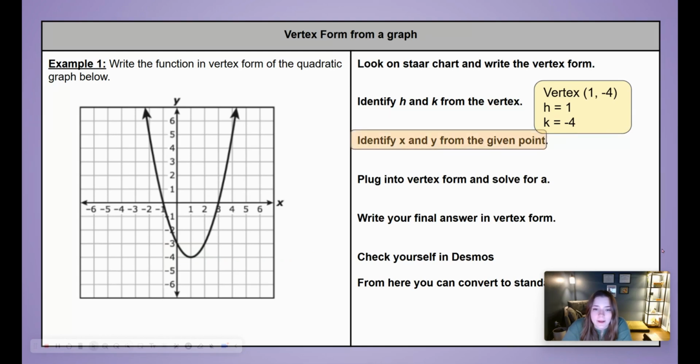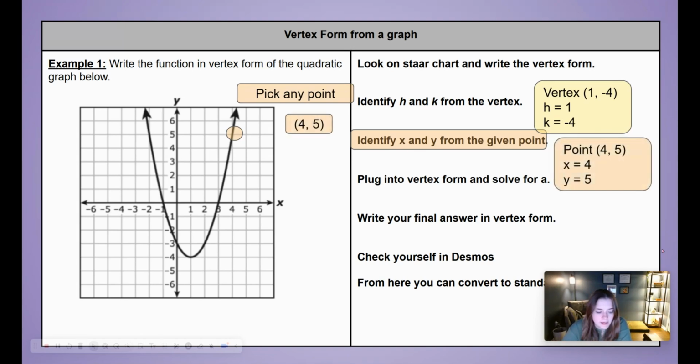Identify X and Y from any given point. That means you can pick any point on that line. You can choose whatever you want. Right here, we're going to pick this one, and if you can see, we have gone right 4 and up 5. So your X and your Y, remember, because your horizontal is your X and I went right 4, my X is going to be 4 and my Y is going to be 5, right? So boom, you've got that on there, okay?